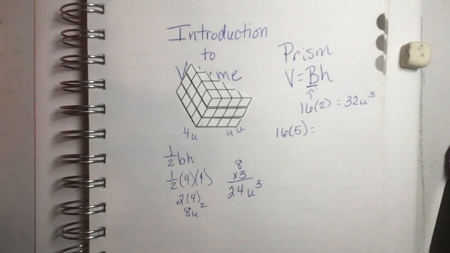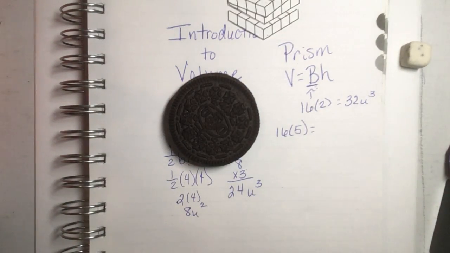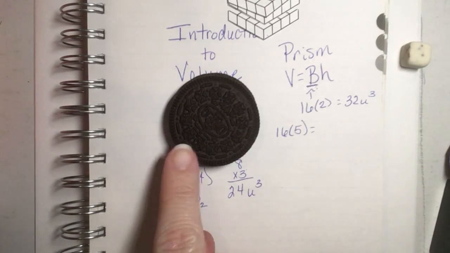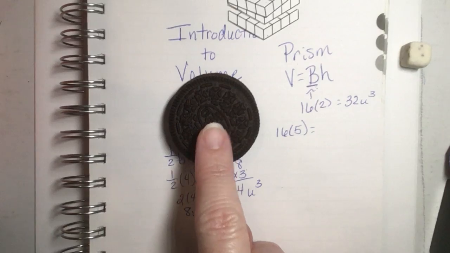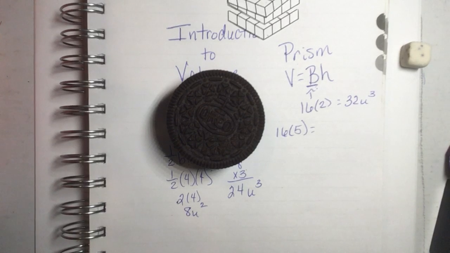It doesn't matter what kind of prism it is. It could be a trapezoidal prism, it could be a hexagonal prism, it could even be a, well, it's not really a prism, but it could be a cylinder. We just learned about circles, and so cylinders work the same way. So if we pretended that the Oreo was a cylinder, we could find the area of our circle and multiply by our height to find the volume of those Oreos.